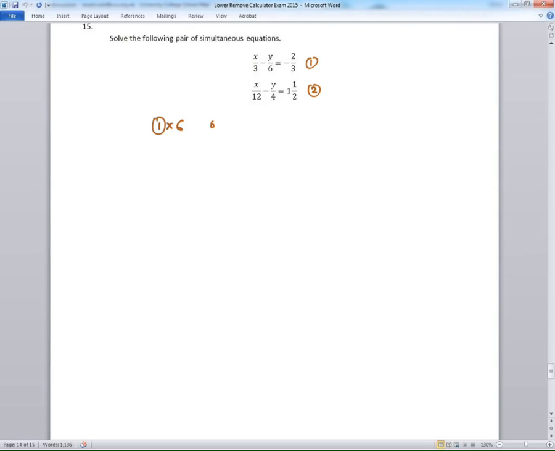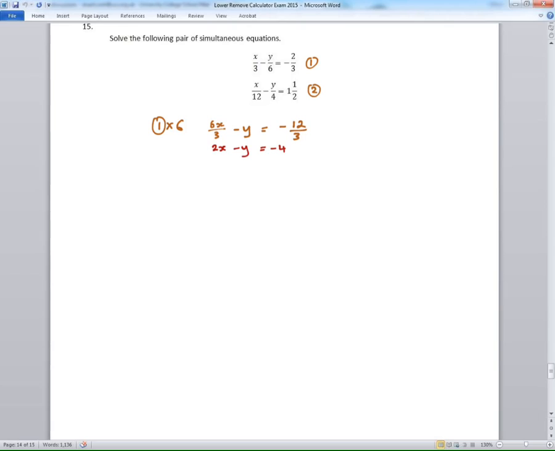If we multiply this equation by 6, we get 6x over 3 minus, well, y divided by 6 times by 6 is just y, and minus 2/3 times by 6 is minus 12/3. I'm going to simplify this now to 2x minus y is equal to minus 4. So we have an equation that's much nicer to deal with.